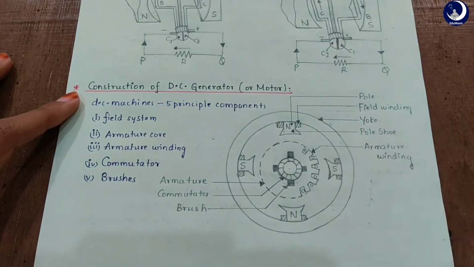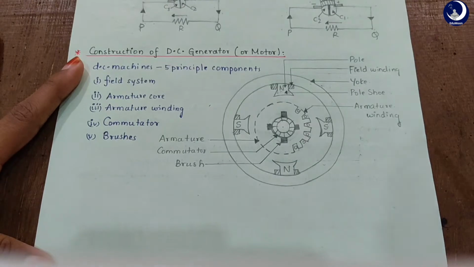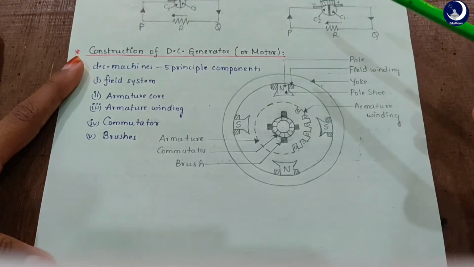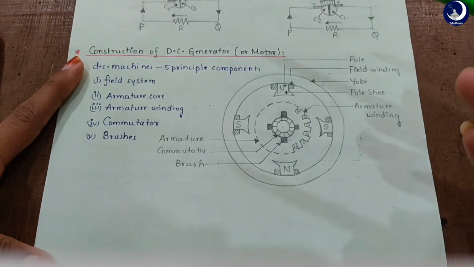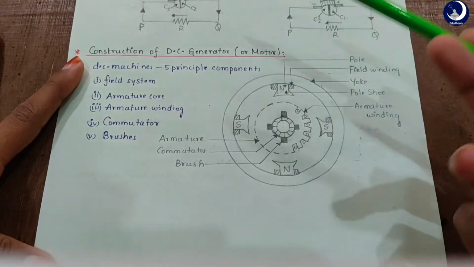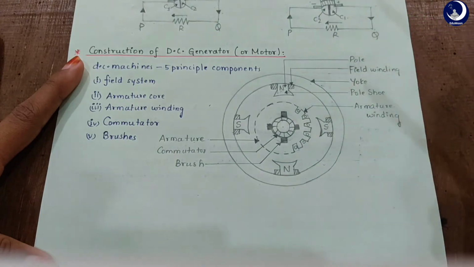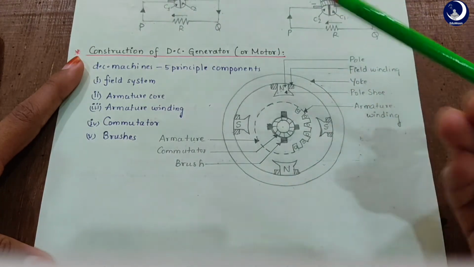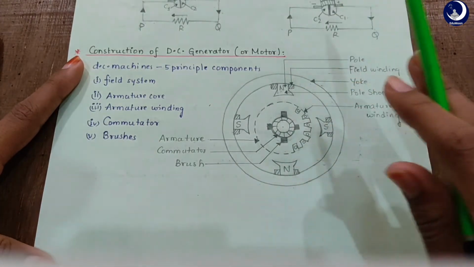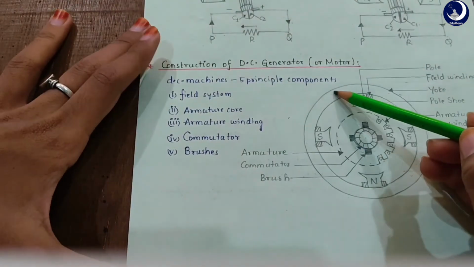Next we will look at the construction of a DC generator, and it is the same for the DC motor too. Both the DC generator and DC motor have the same construction. So a DC generator can be used as a DC motor, and a DC motor can also be used as a DC generator. So the DC machines have 5 principal components.